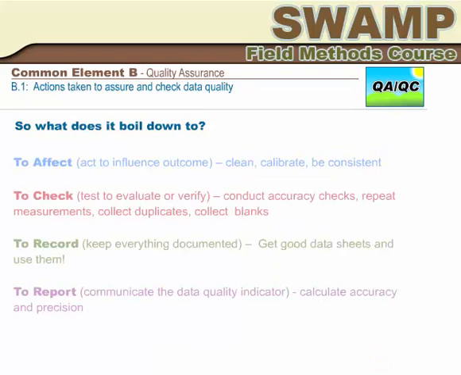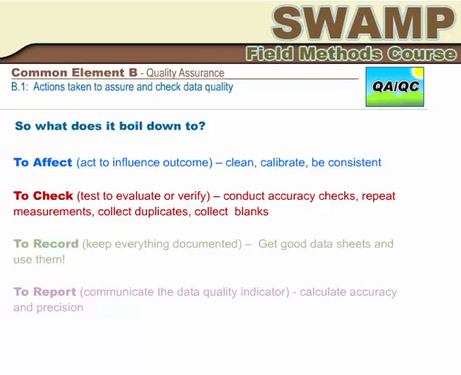The list is not that long if you boil it down, and not that confusing if you separate it by each action. To affect the data quality, calibrate your instrument frequently, clean it after each use before it dries, and be consistent in the way you do things. To check how good your data actually are, conduct accuracy checks and repeated measurements, and collect blanks for analysis.